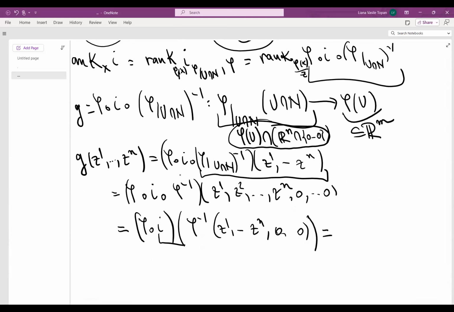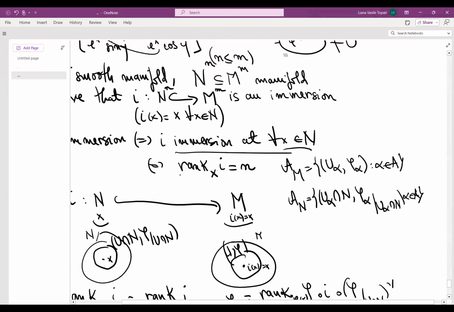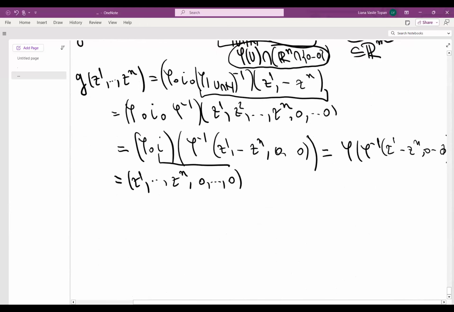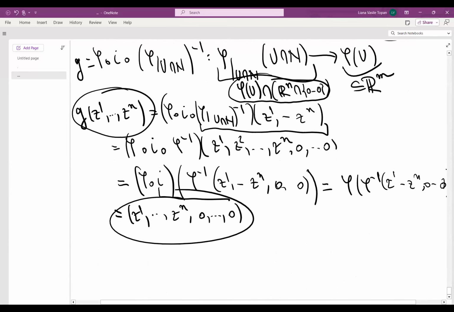So I of phi inverse will be phi inverse, right? Because I of X is X. This is the inclusion. So you will get phi of phi inverse of Z1, ..., Zn, 0, 0, 0, which means Z1, ..., Zn, and the other m minus n components are 0. See, this is the local representation of the inclusion. So the local representation of the inclusion map I of X equal to X from the submanifold N to the manifold M has this local representation, right? So that application has this local representation.